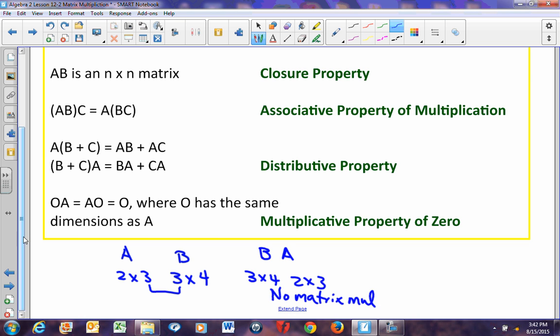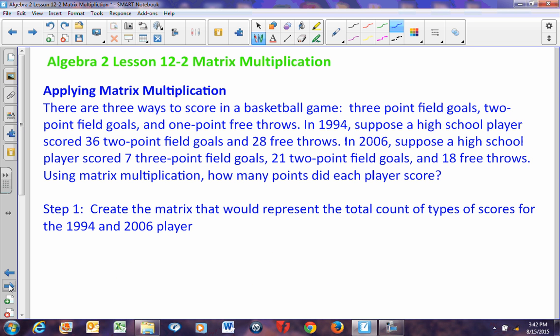So that proves that the commutative property does not work with matrix multiplication. All right, now let's apply it. You're like, oh goodness, aren't we done yet? Yeah, we're close. We're really close to being done.